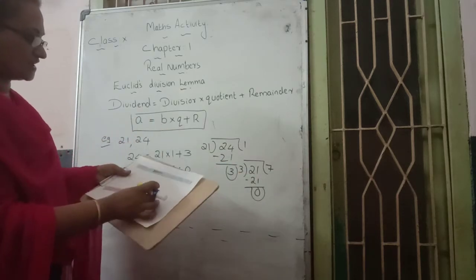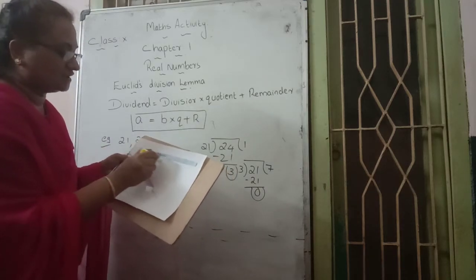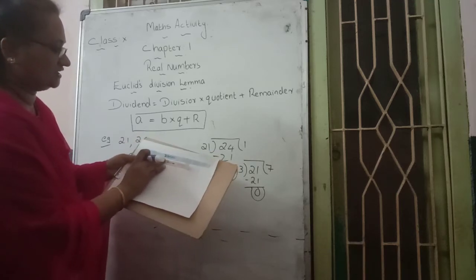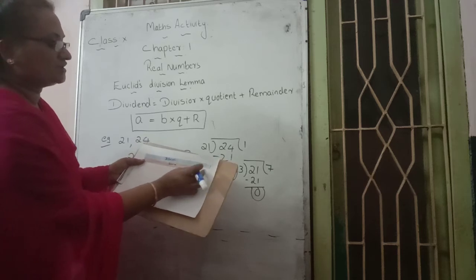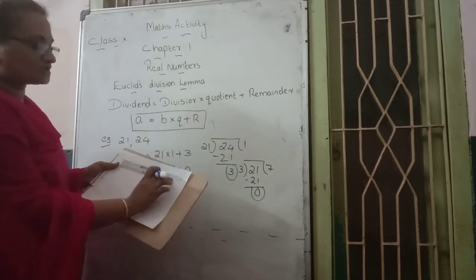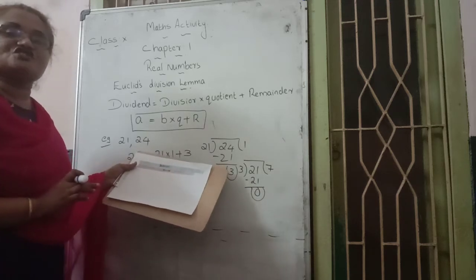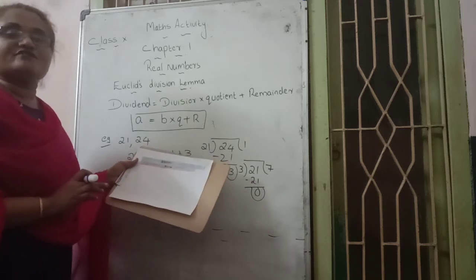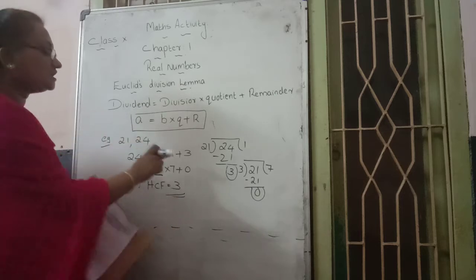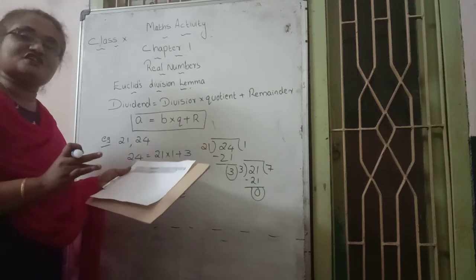Then where to paste? 21 is used for dividing 24, so just below the 24 we paste the 21 centimeter strip. Just below, in this way, we keep and paste. Here there is some gap. How do we identify how many centimeters the gap is? 21 is added with which number to get 24? 21 plus 3 comes to 24. So we understood that there is a 3 centimeter gap. That means 3 is the remainder.